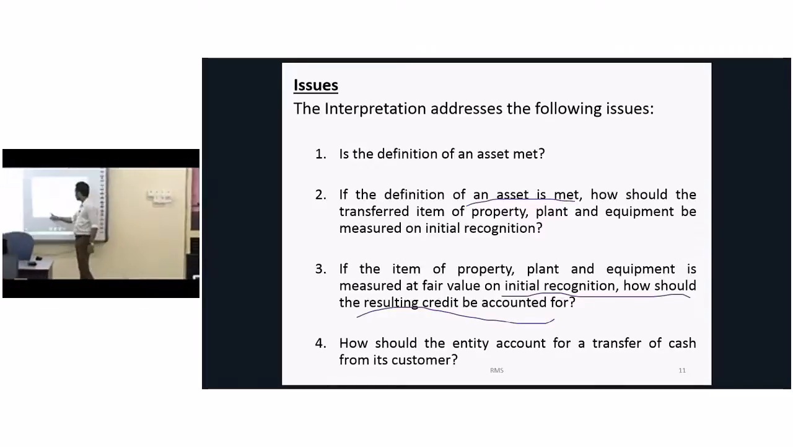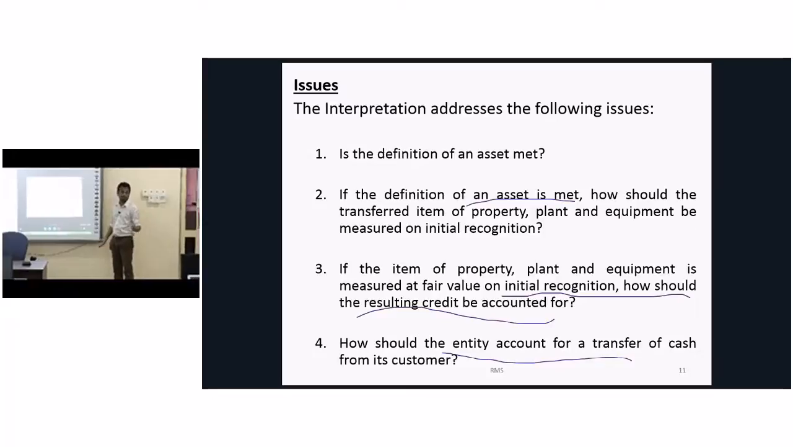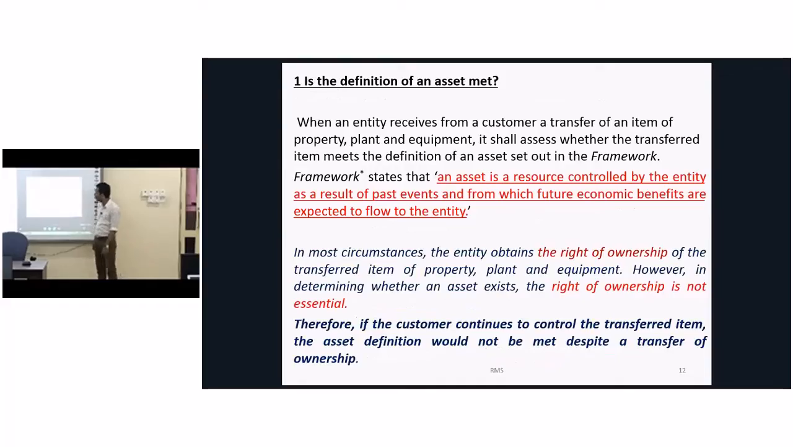Finally, how does the entity account for the transfer of an asset from customers? Thereafter, how do you keep it over the years? Do you keep it the same forever? Whether you depreciate it. So you have to think on that. Those are the questions we are going to address one by one through this trick number 18. Let's see one by one.